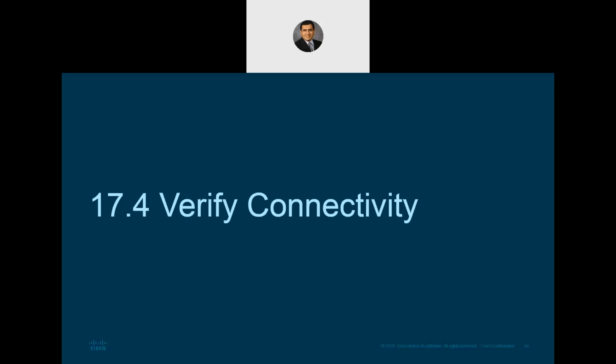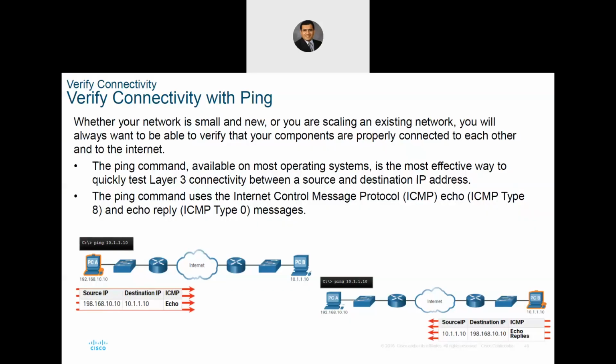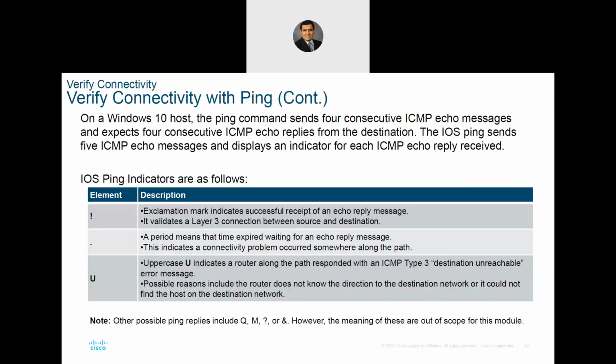Now, verifying connectivity. This thing you have done multiple times in your lab. How do you verify connectivity? By using an ICMP message known as ping. Now, there are different ways you can use the ping command. On Windows 10, when you do a ping, you expect 4 consecutive ICMP echo replies.